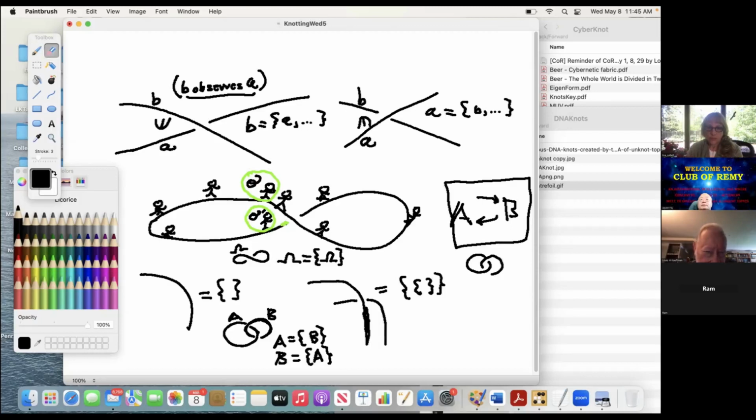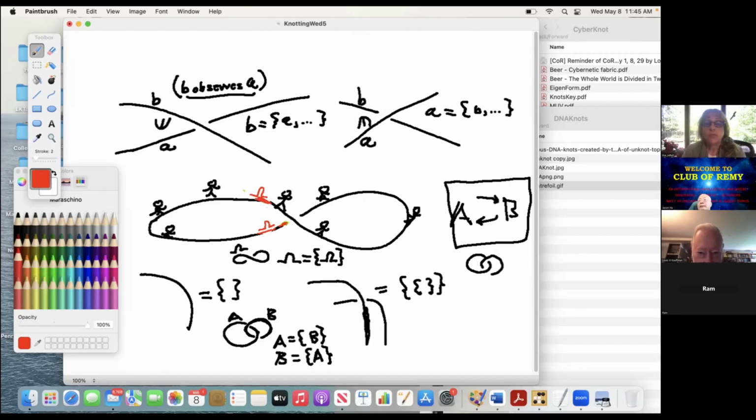Let me erase our observer up here. Okay, now we see where you are. And let me erase one of the observers down here, and replace him by omega. And down here by omega, because it's all omega. The whole thing is omega, right? Omega is the name of the entire lemniscate.